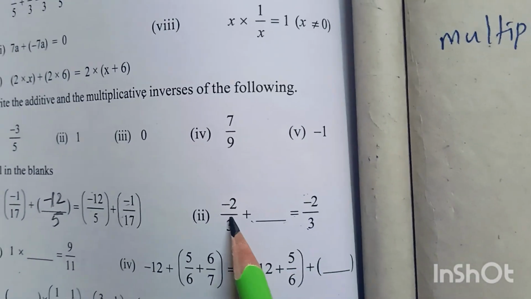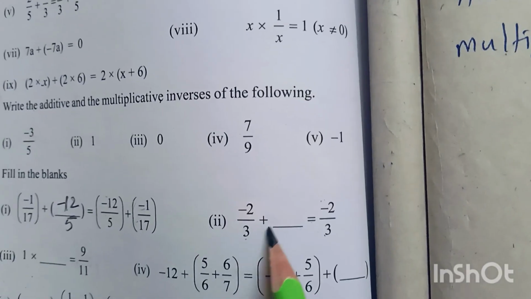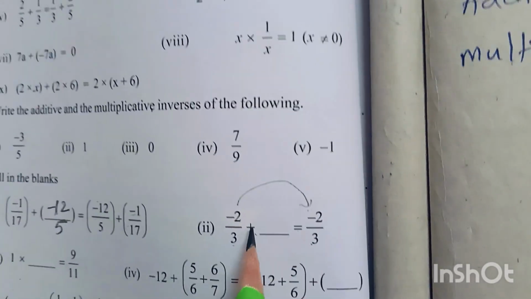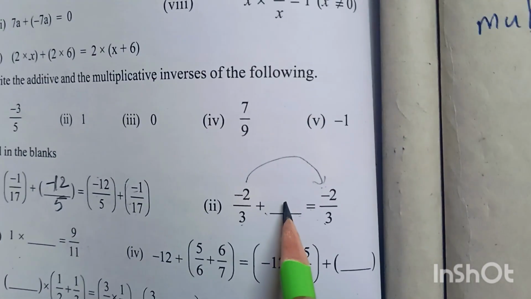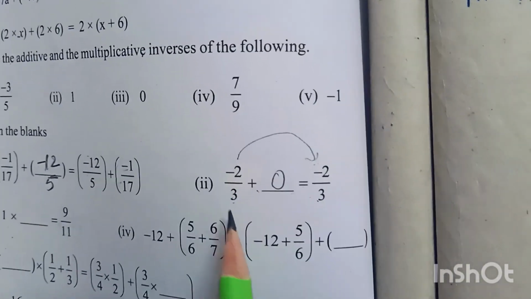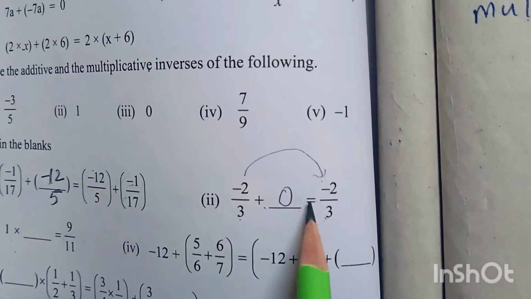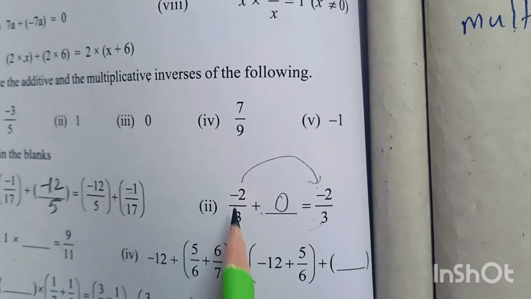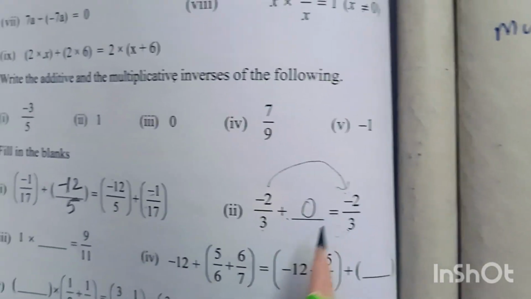So if we add which number to the minus 2 by 3, we will get minus 2 by 3? Means the same number we will get. Which number? Already I said that, that is the additive identity 0. If we add 0 to any rational number, you will get the same rational number. That is the additive identity. So if we add 0 to the minus 2 by 3, you will get only minus 2 by 3.